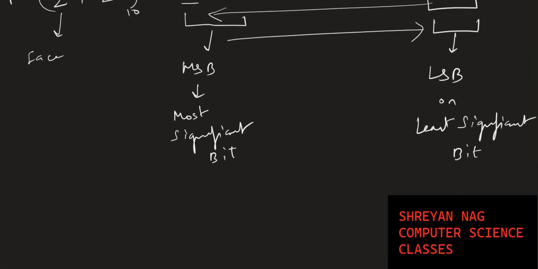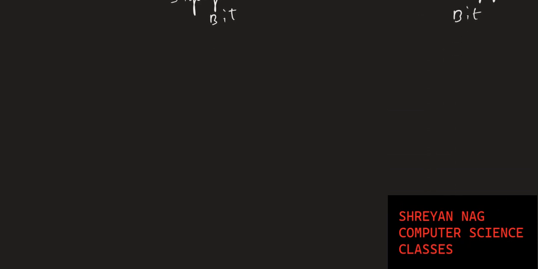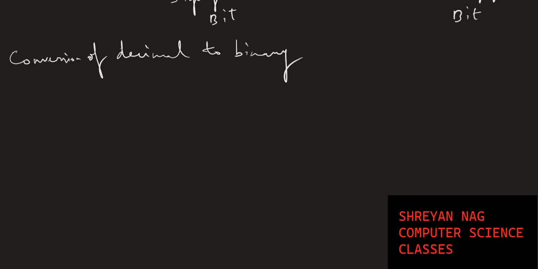Now moving forward, we need to make interconversion between the different bases. So the first thing we are going to learn is the conversion of decimal to binary. Since binary has only 2 digits, that is ones and zeros, it has a base of 2, and since decimal has 10 different digits, it has a base of 10.